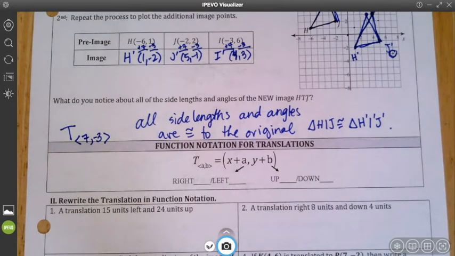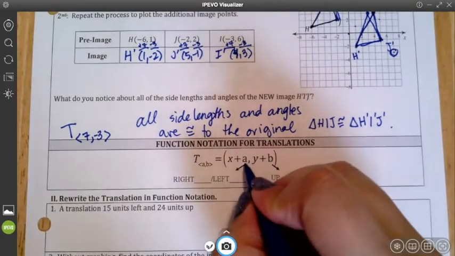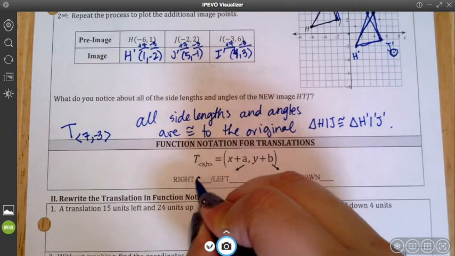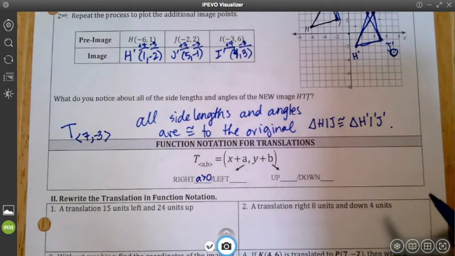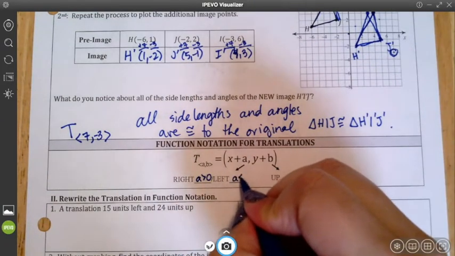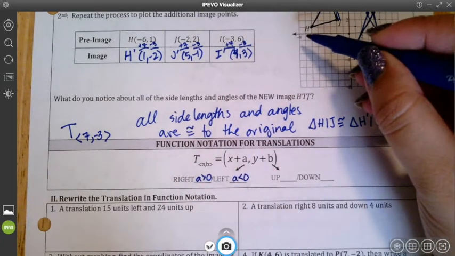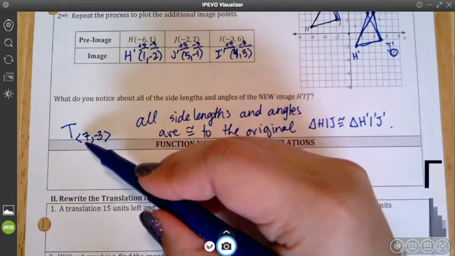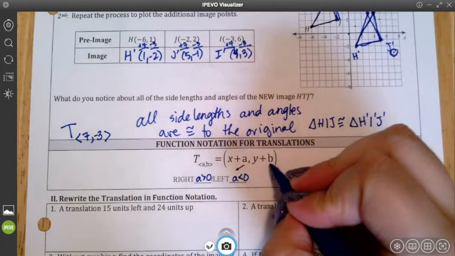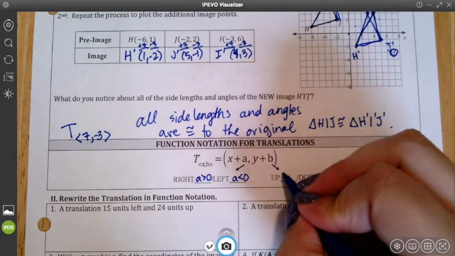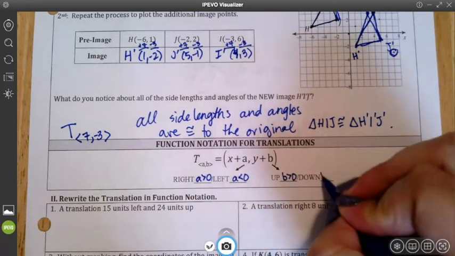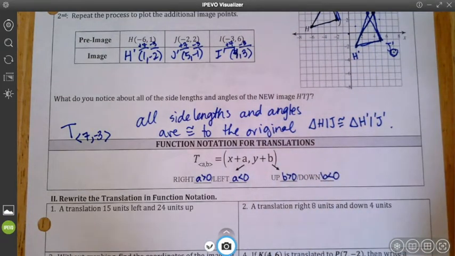Okay, so if we look at our notation here, if A is positive, it's moving to the right. If A is negative, it's moving to the left. So if I'm moving to the left, my x value, or a value, will be negative. If b is positive, it moves up, and if b is negative, it moves down. So let's practice this notation.